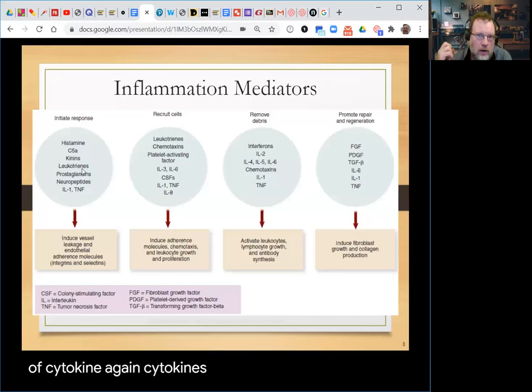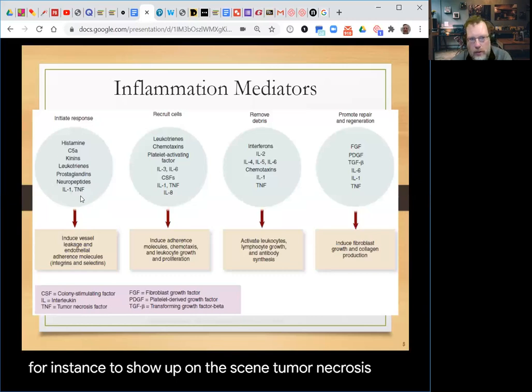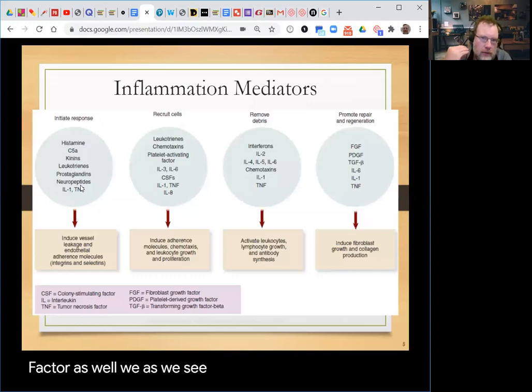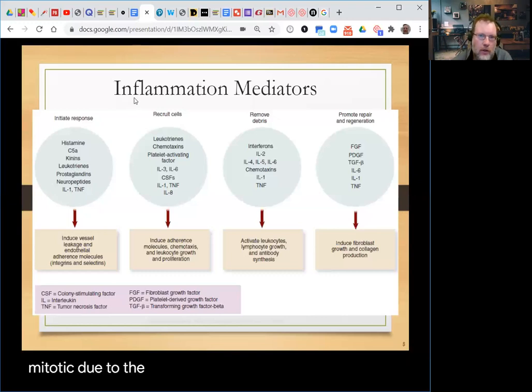Again, cytokines are going to be kind of like 911 operators. They get the phone call, and the cytokines then hit a couple of buttons and trigger leukotrienes, for instance, to show up on the scene. Tumor necrosis factor as well. As we see all of this cloning, all this hyperactivity going on during inflammation, we may see hypermitotic activity. We want to make sure that we're not getting caught into a loop of being hypermitotic due to the nature of the inflammation. So tumor necrosis factor is there to basically eat away any type of excess dead tissue, so it doesn't grow and become a tumor.